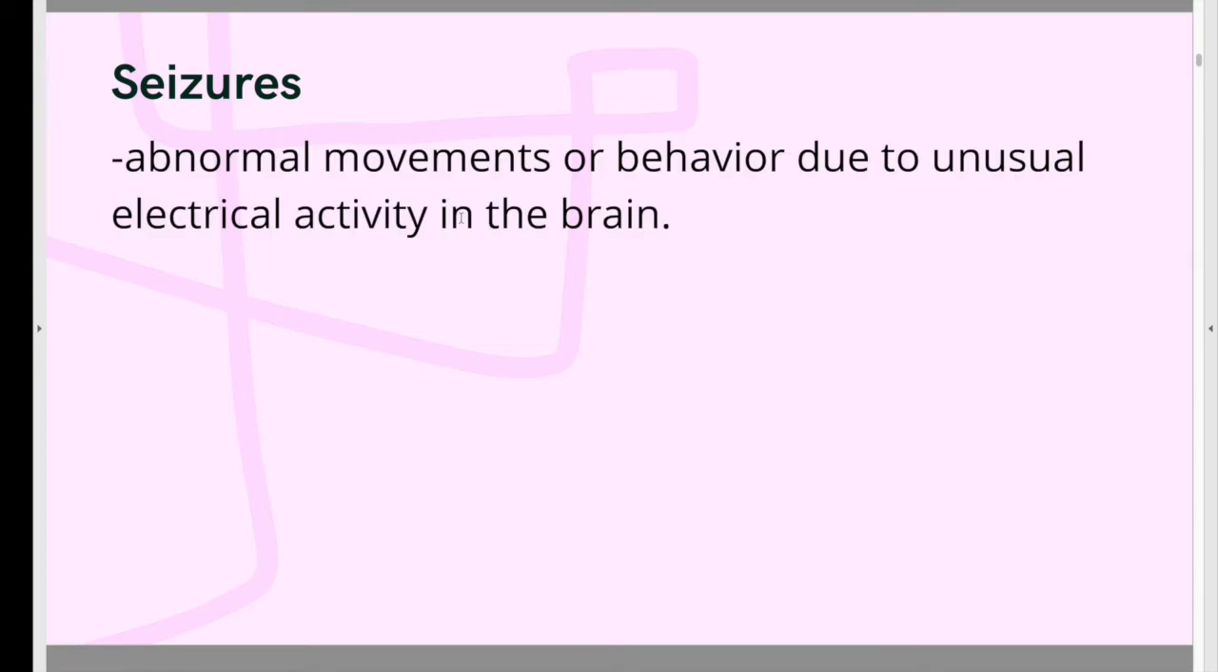Next, let's define seizures. Seizures are abnormal movements or behavior due to unusual electrical activity in the brain. So they are a symptom of epilepsy. Therefore, seizures are a symptom of epilepsy, but not all people who appear to have seizures have epilepsy. So what is the difference between epilepsy and seizures?